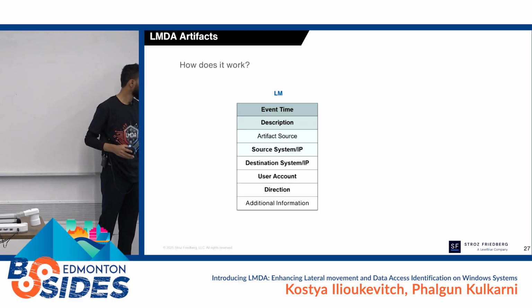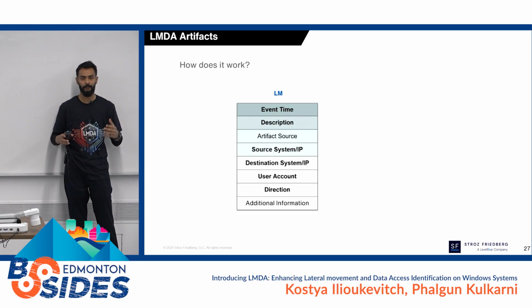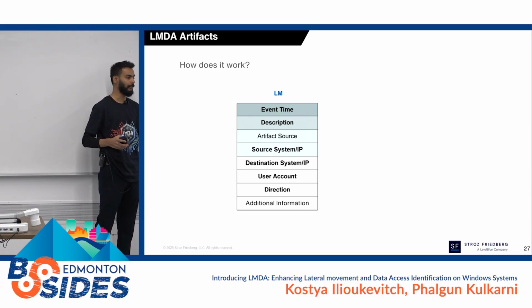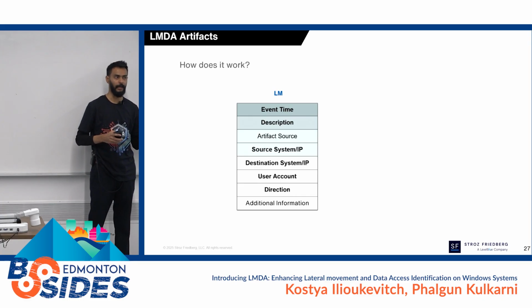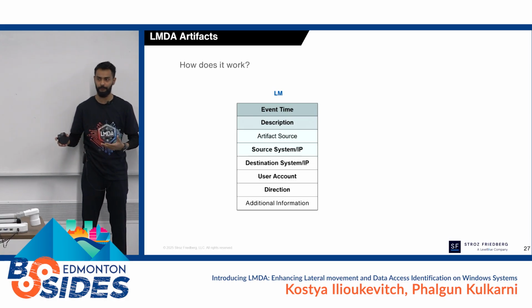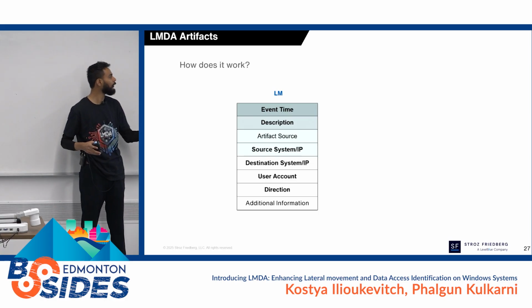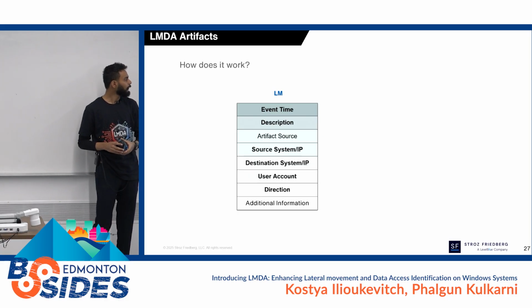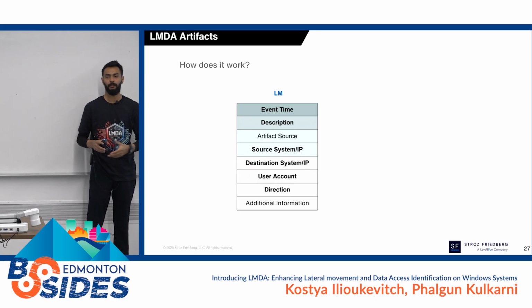So we don't need to go back and map what system belongs to which IP. And user account, obviously. The most important one is direction. We bifurcate or tag each entry as inbound or outbound. So you know if an access is coming into the system or going out of the system. Again, very useful in determining if it's coming out or coming in.